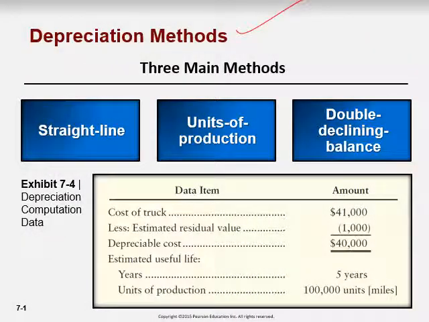The depreciation methods: there are three methods to calculate depreciation. One is called the straight line method, another is the unit of production method, and then the double declining method, or double declining balance method. Okay, so let's talk about that. Number one is the straight line method.